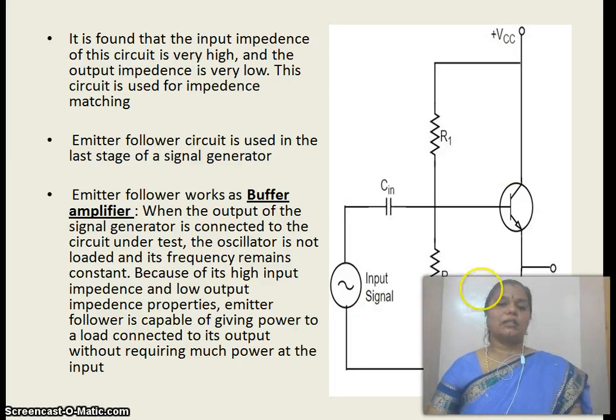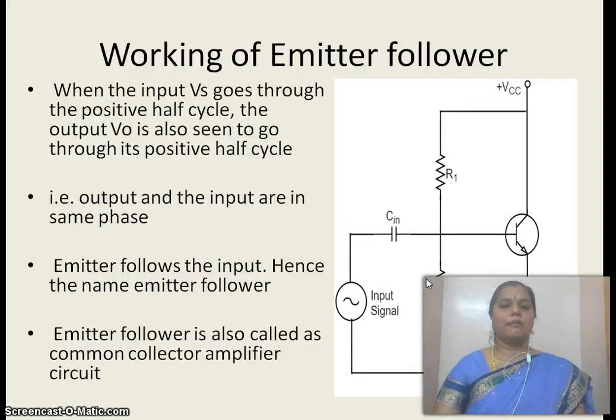Another main advantage of this circuit is that it works as a buffer amplifier. How? Because of its high input impedance and low output impedance, the emitter follower is capable of giving power to the load, because there is no resistance in the output part. So whatever voltage is developed across the collector can be delivered to the load connected at the output terminals without any requirement of input voltage. So the output will be delivered without any problem. Such amplifiers are called buffer amplifiers.